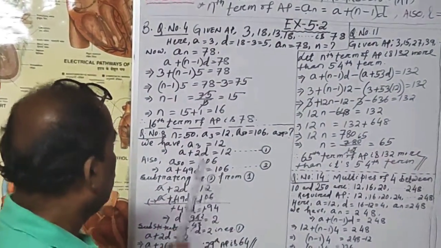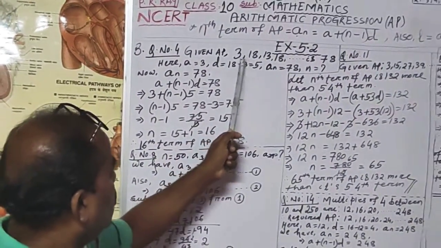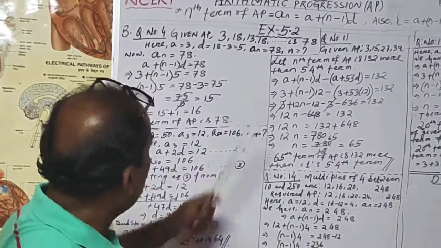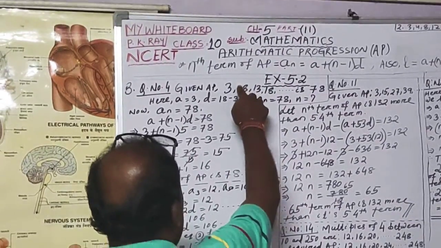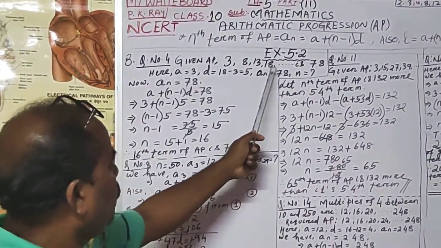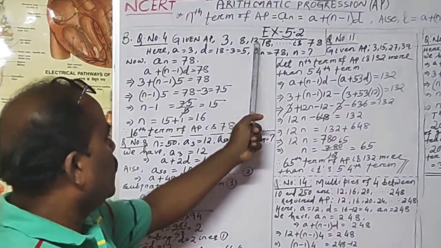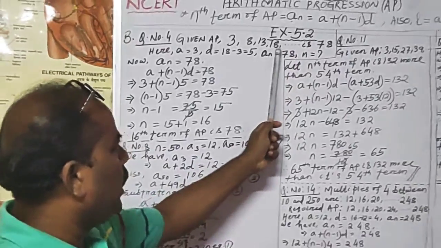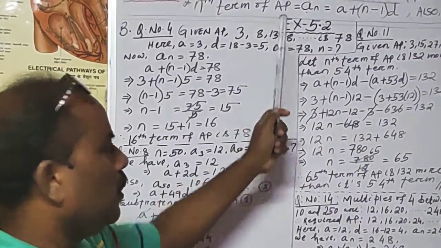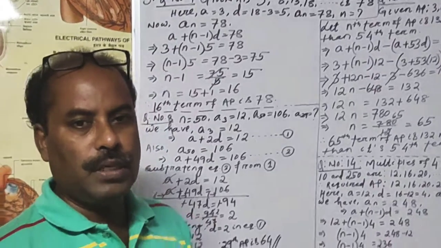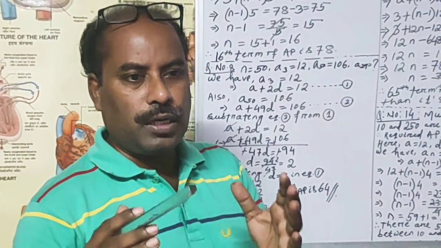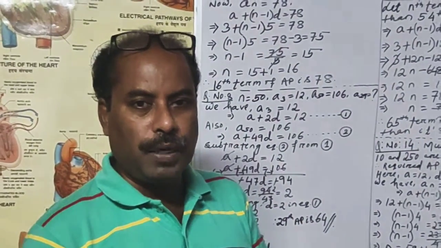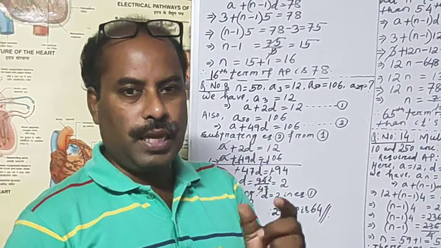For example, in an AP you can see here one AP: 3, 8, 13, 18, like that. So this is the AP. This is the first term, second term, third term, fourth term. So the fourth term of the AP is 18, the third term of the AP is 13, like that. Here we will be asked to find some particular term of the AP. How can we find it? To find a particular term of an AP, we have to find the nth term.